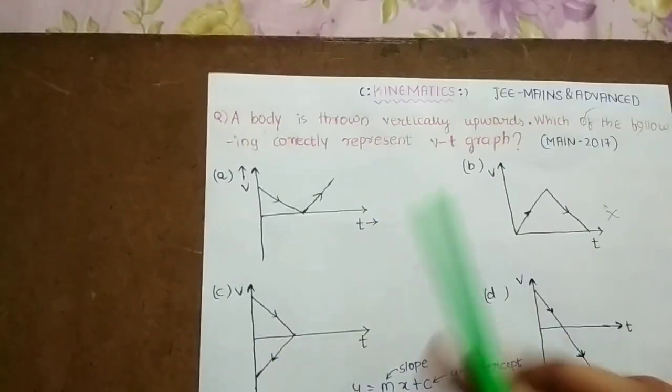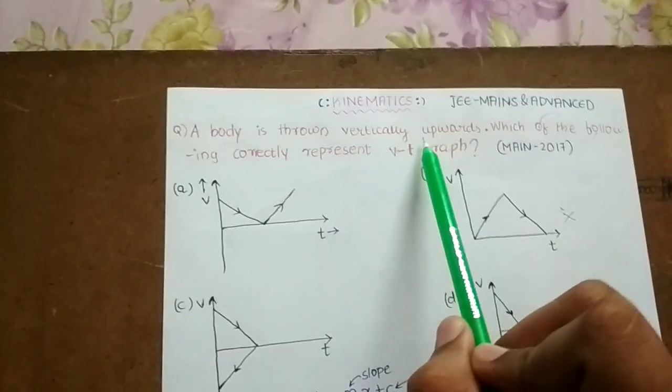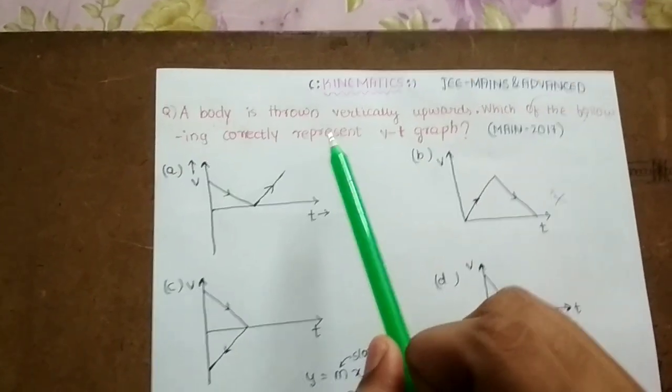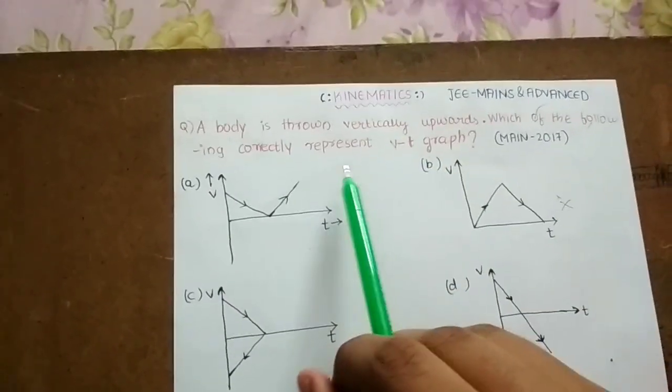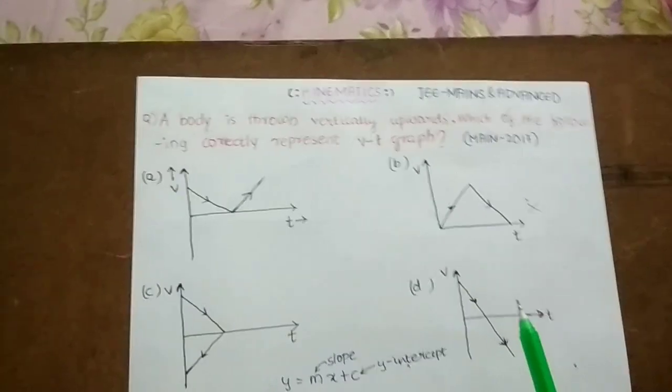Okay, let's get started. A body is thrown vertically upwards. Which of the following correctly represent velocity time graph? Okay, pause the video and try it on yourself.